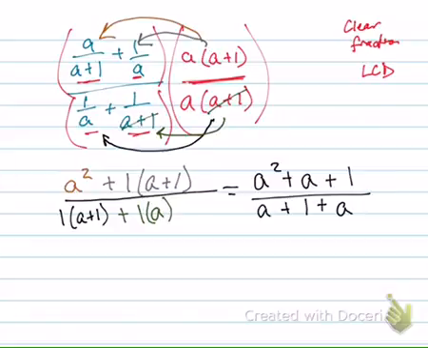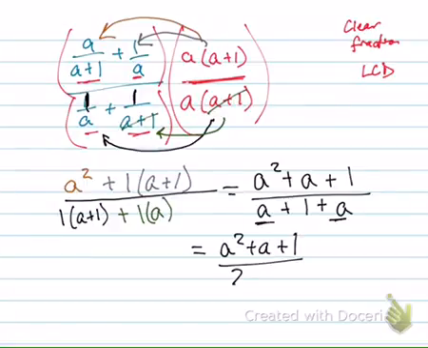I'm checking back to make sure I did that correctly because something doesn't seem right to me. On the bottom it seems like there should be an a squared, but maybe there's not. No, there's not an a squared because there was just a 1 here and a 1 there. Right, so this simplifies into a squared plus a plus 1 all over, what's a plus a? 2a plus 1.